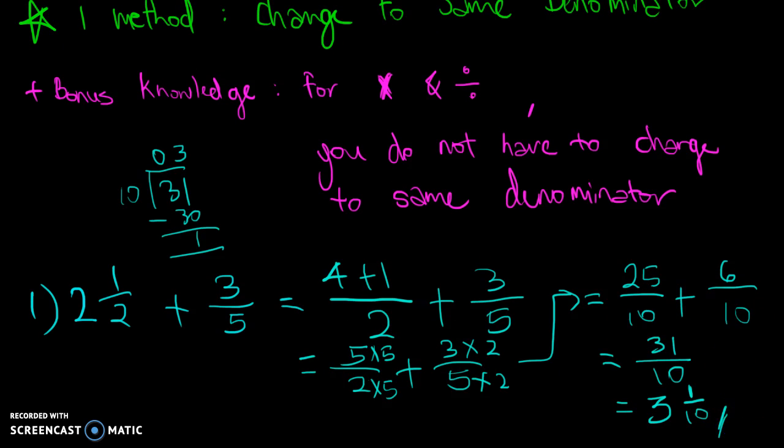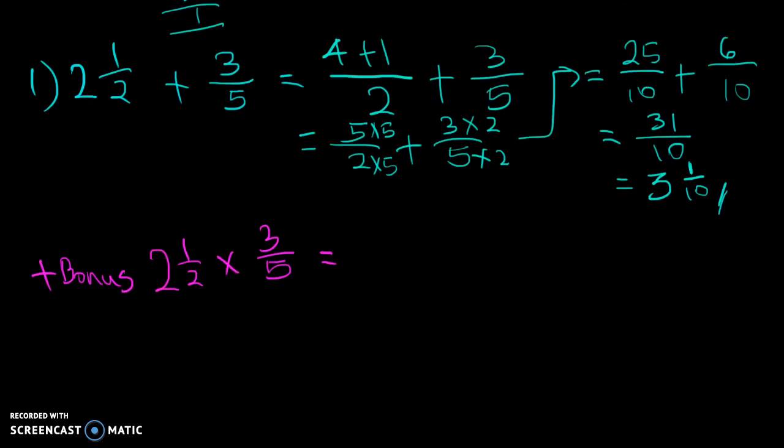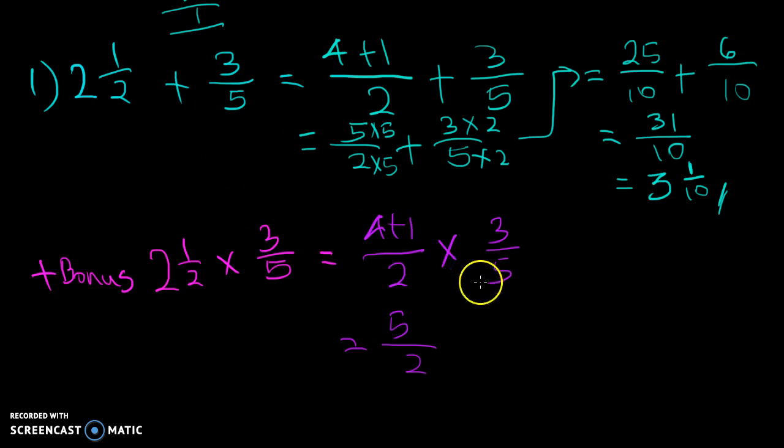Just a bonus: let's say for example you multiply. How to do it is the same thing. Whenever you see a mixed number, you make it an improper fraction. So 2 multiplied by 2 is 4, 4 plus 1 over 2, times 3 out of 5. I should end up with 5 out of 2. Sorry, this is not plus, this is multiply. So it's multiplied by this.